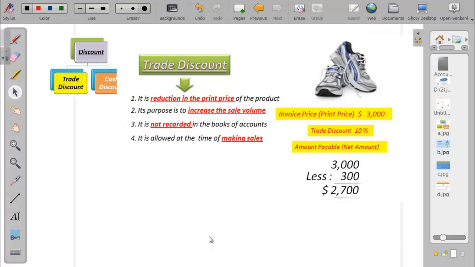Now see what is trade discount. What is trade discount? See, it is a reduction in the print price. Let me take one example. Suppose this image is of what? Yeah, shoes. Whenever you go to buy any product, suppose I went to the market to buy this pair of shoes. Okay, and on that I found how much amount was printed?